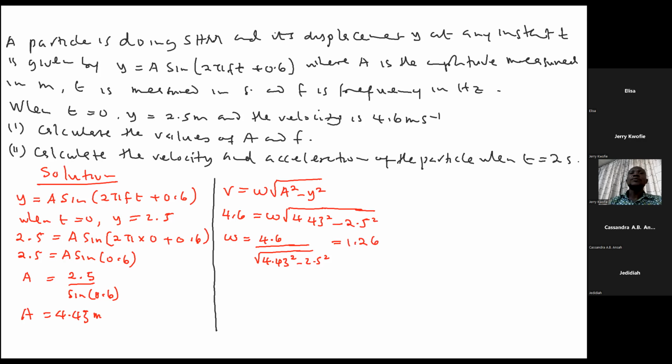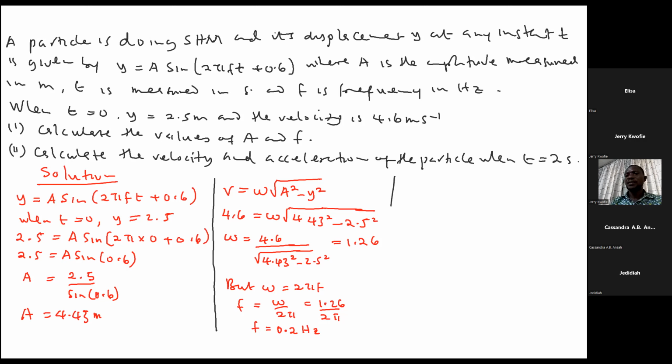So omega is 1.26. Now the frequency is contained in omega, but omega is 2 pi f. So our f is going to be omega over 2 pi. Our omega is 1.26 divided by 2 pi. So what is the frequency? 0.2. 0.2 hertz. That is the frequency.